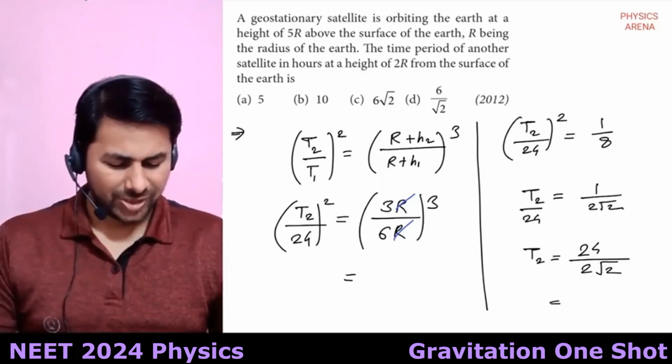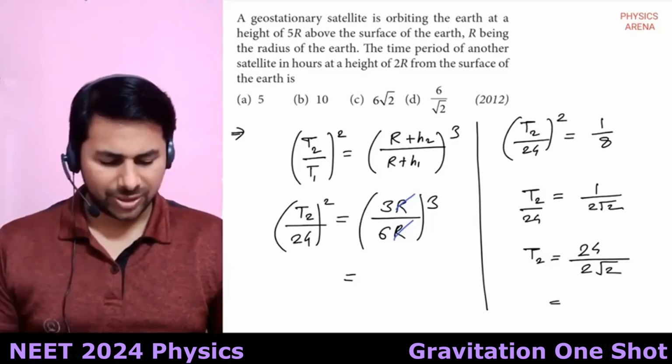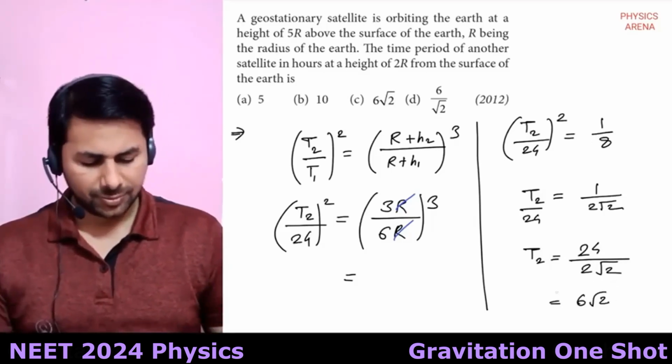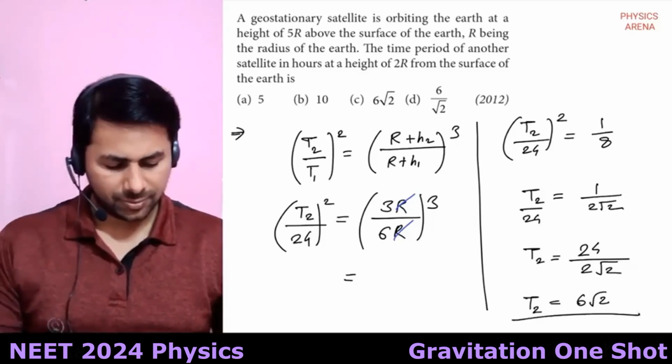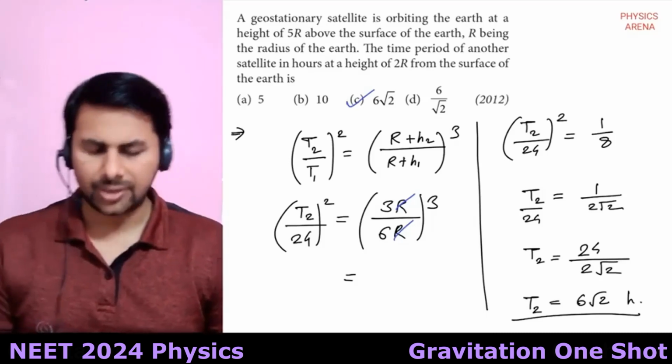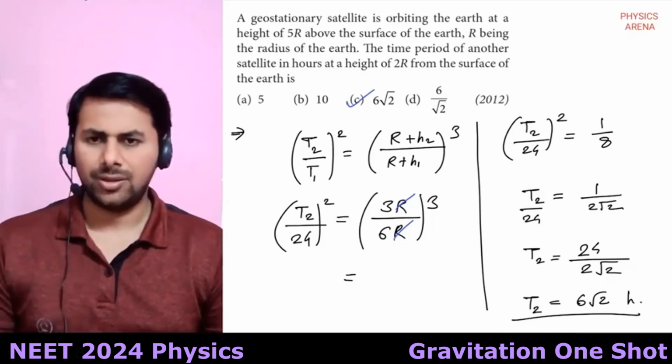So how much is it? 24 by 2 is 12. 12 upon root 2, or 6 root 2. So 6 root 2 hours. Option C is the answer. Simple.